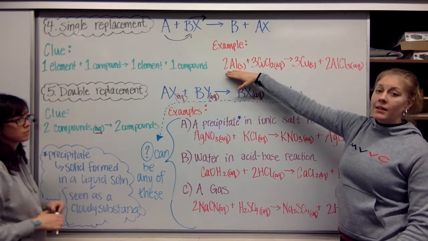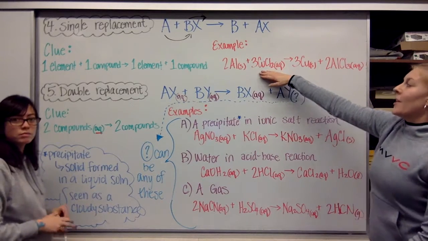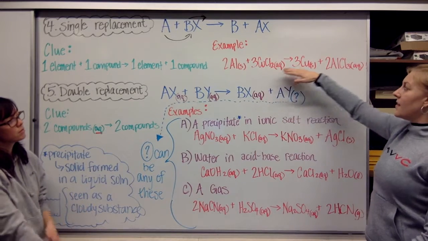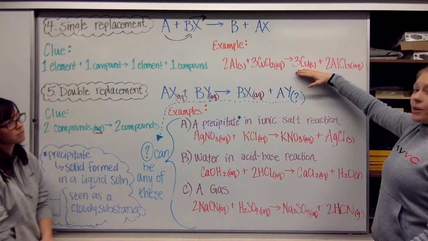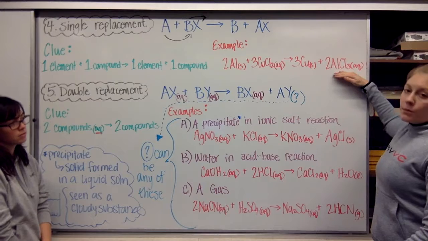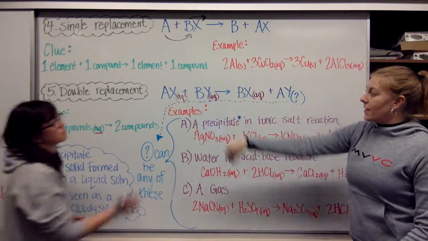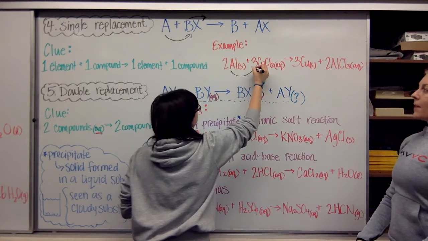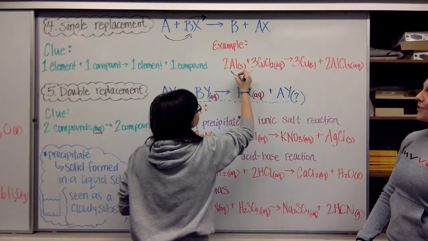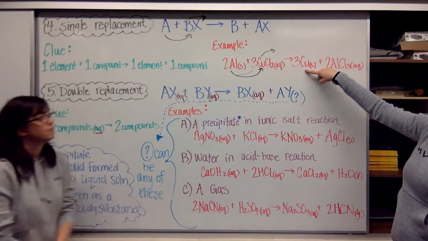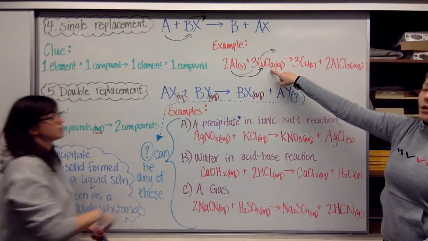We have aluminum, our element, plus copper 2 chloride, our compound, yielding copper, our element, and aluminum chloride, our compound. So what's happening is aluminum is coming in, kicking off the copper, which is then its own element. So aluminum is bonding with the chloride.